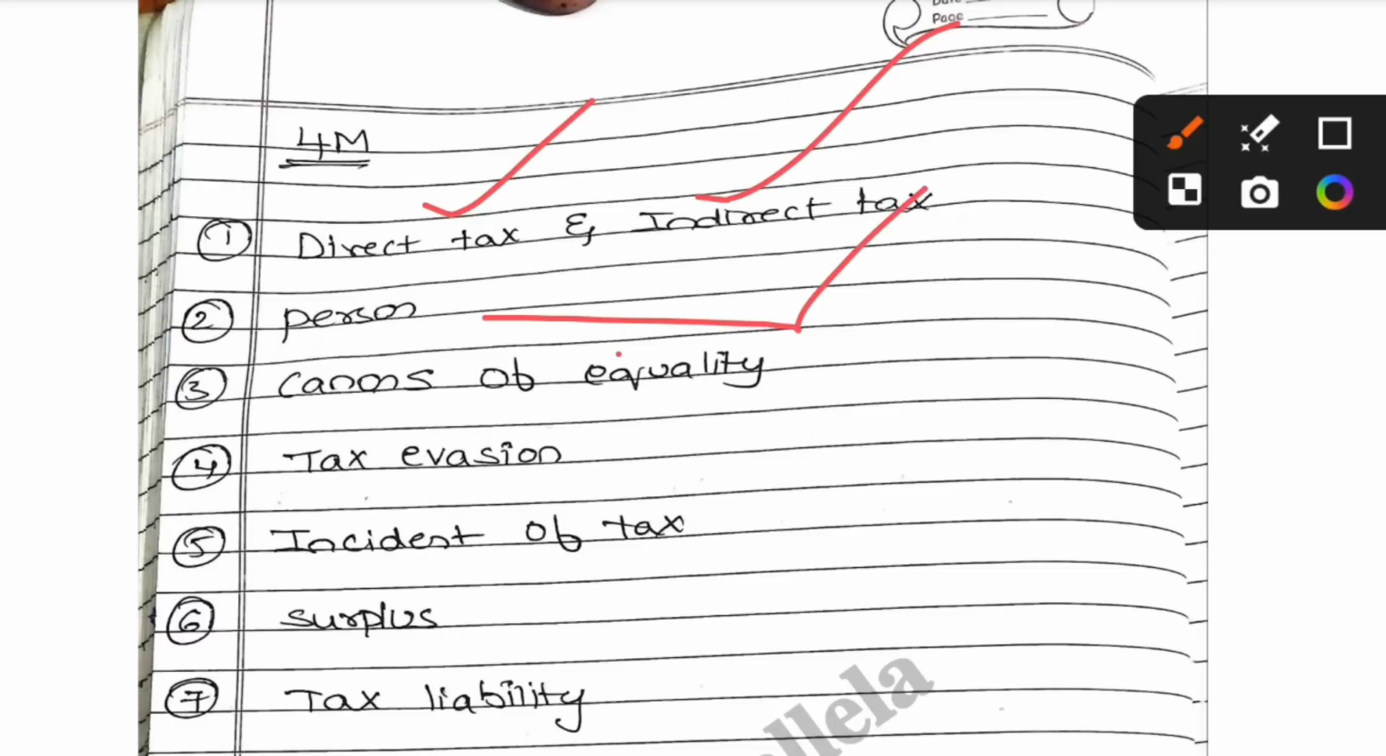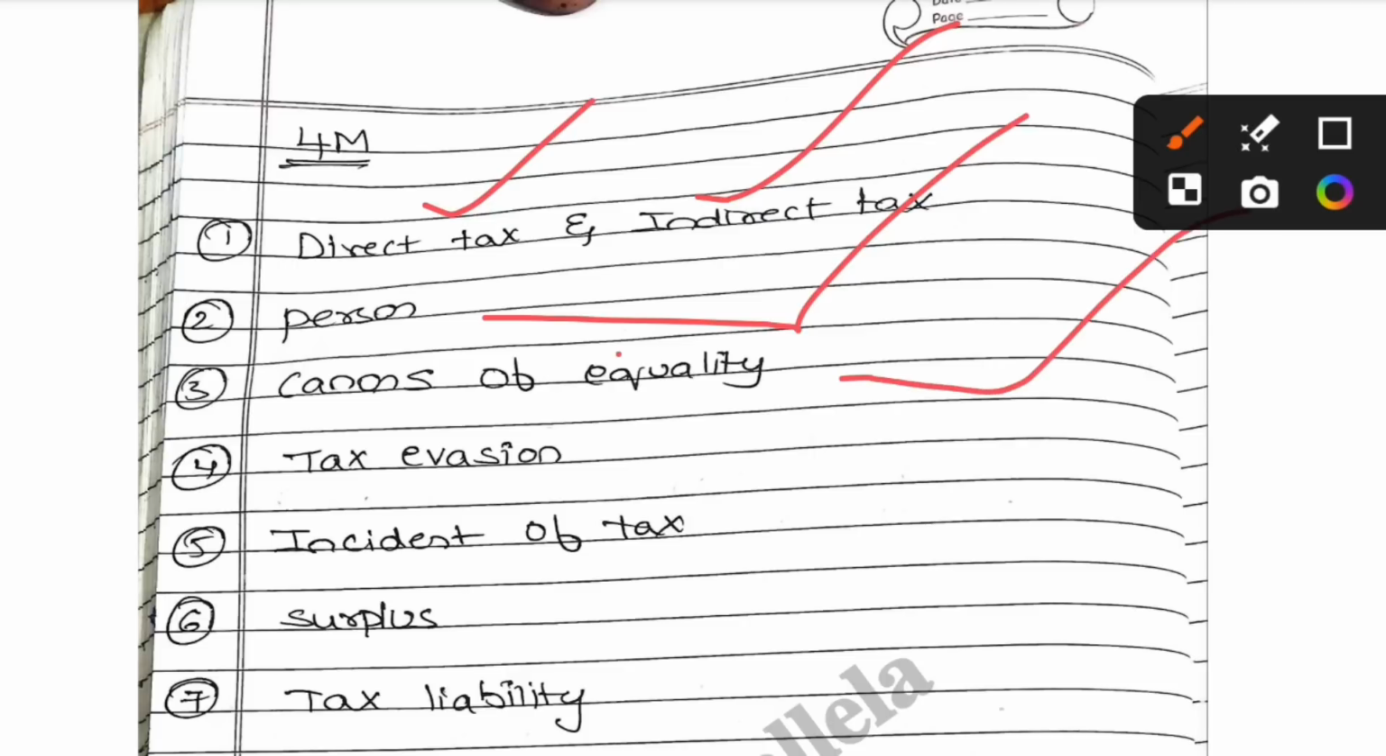Next you have person. In the income tax subject, a person is said to be an individual, a business, a profession, a Hindu undivided family, a company, or an organization. That thing is called a person.